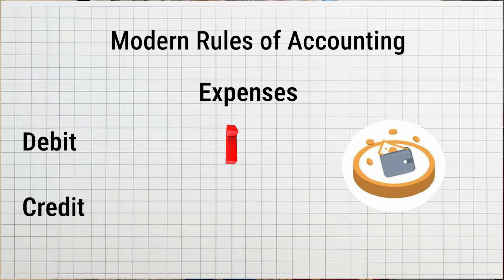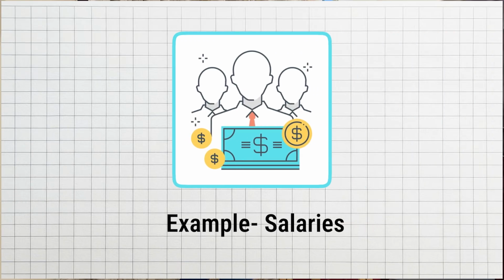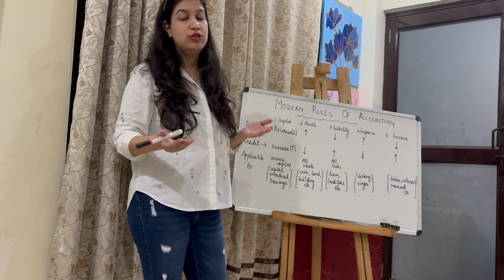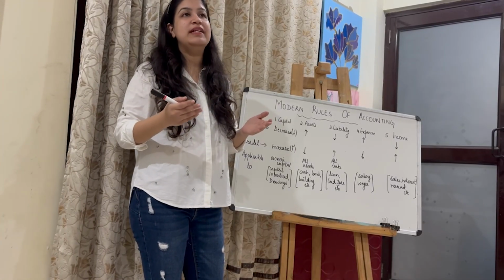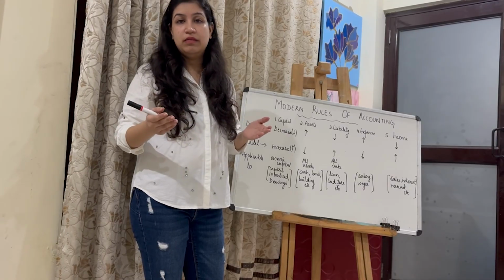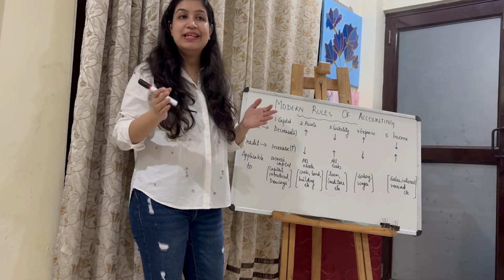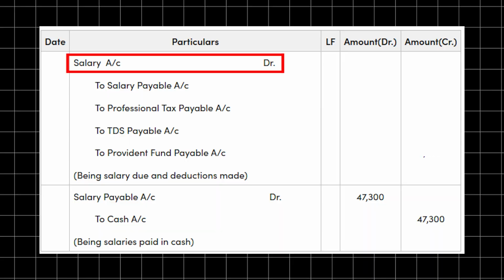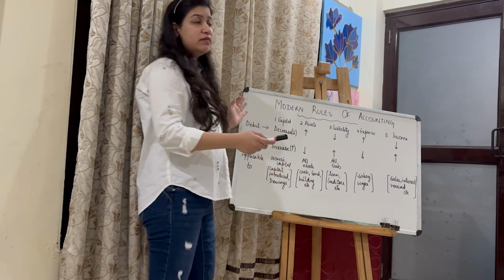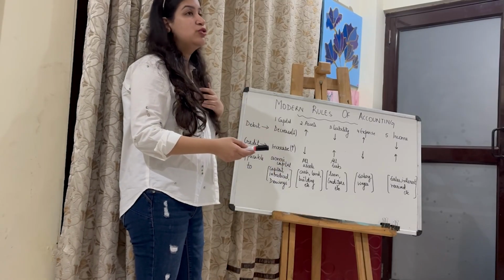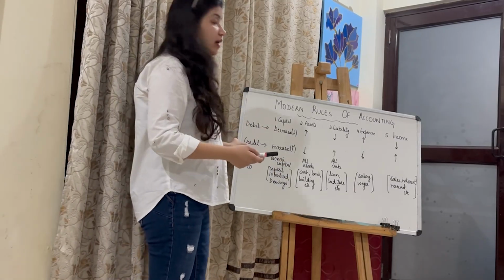Then expenses. If expenses are increasing, they are debited. For example salaries: if we are paying salaries, say salaries of rupees 10,000 is paid by Ram Limited, then salaries account debit. Why? Because salary is increasing as an expense. On the other hand, if any expense is decreasing, that will be credited.